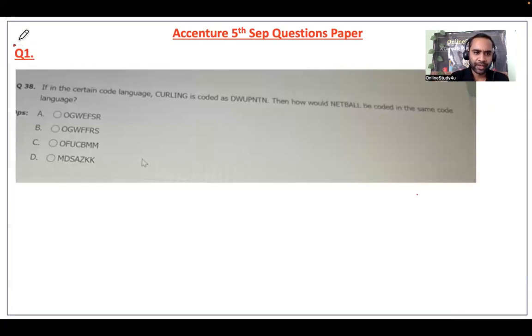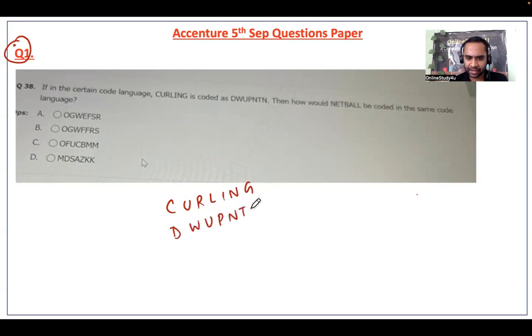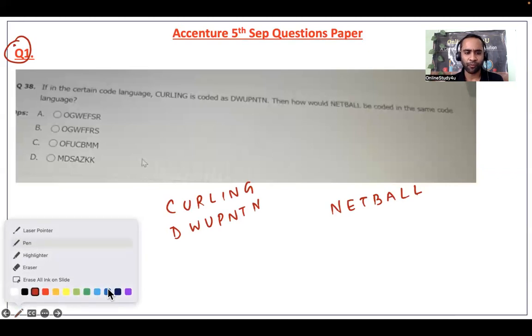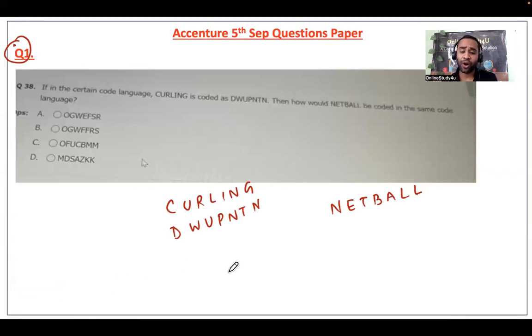Question number 1. In a certain code language, curling is coded as DWUPNTN. Then how would netball be coded? Now, friends, in the examination you will get a lot of coding and decoding questions, and per question you will get almost 1 minute to solve. If you are not using your mind over there, then it will be very, very difficult.